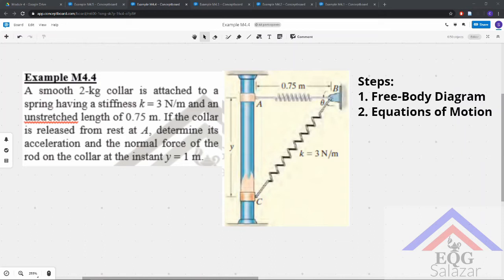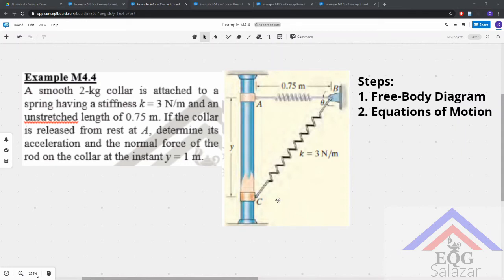Example M4.4, a smooth 2 kilogram collar is attached to a spring having a stiffness of 3 Newton per meter and an unstretched length of 0.75 meters. If the collar is released from rest at A, determine its acceleration and the normal force of the rod on the collar at the instant y is equal to 1 meter. So this is considering that the collar drops from A to point C.